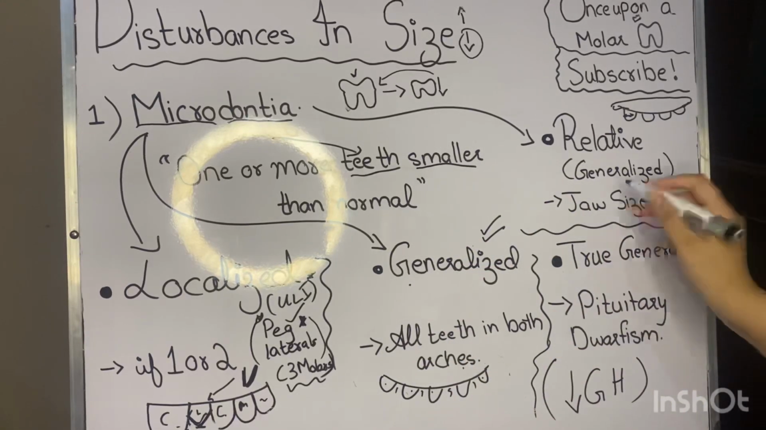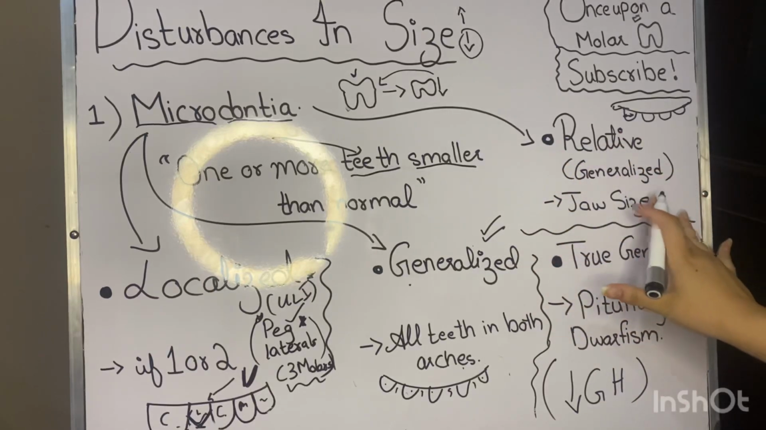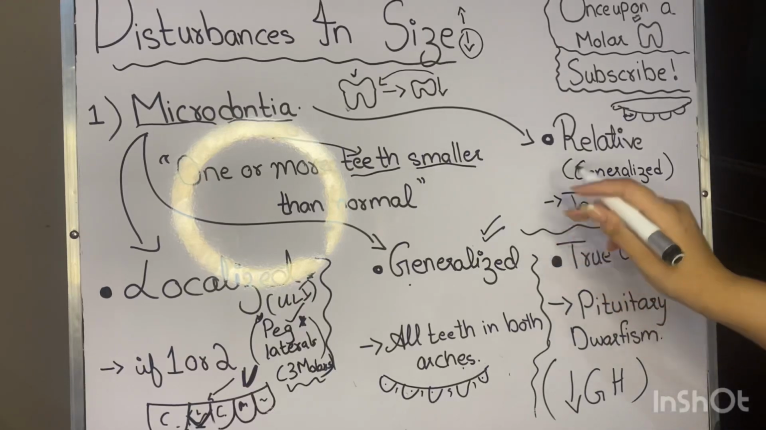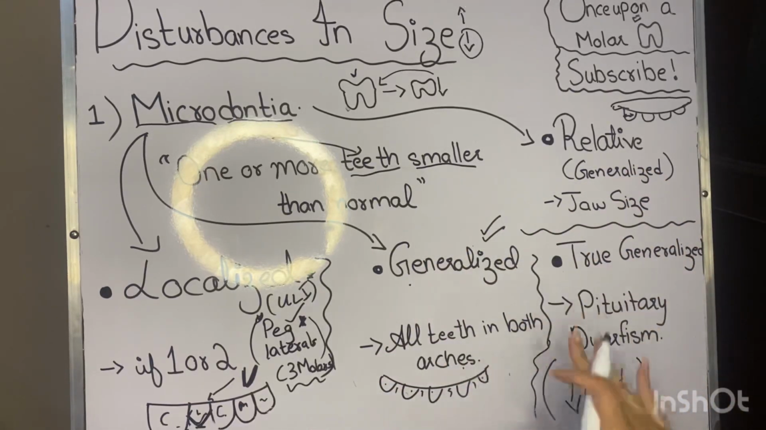This is quite difficult to differentiate, but it is not impossible. So just remember that their teeth could be small, and it is a generalized type if both arches are involved.